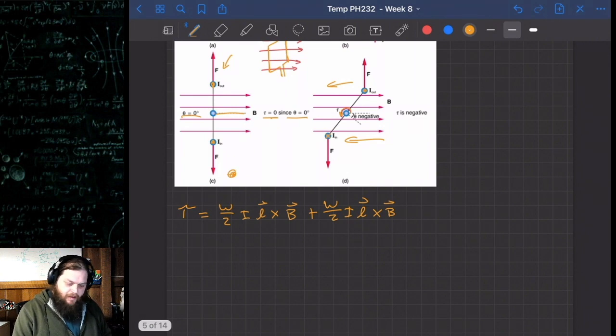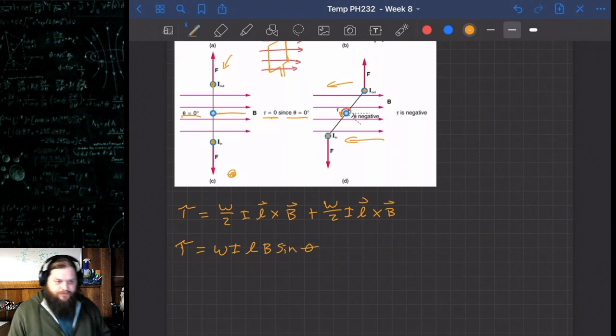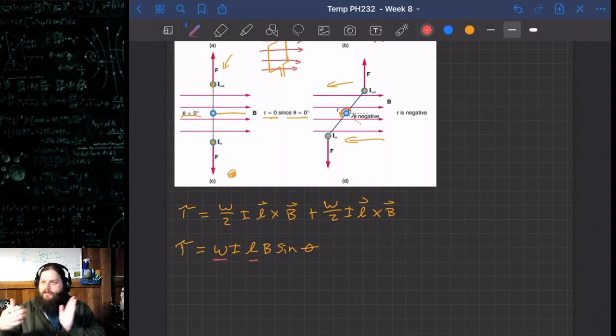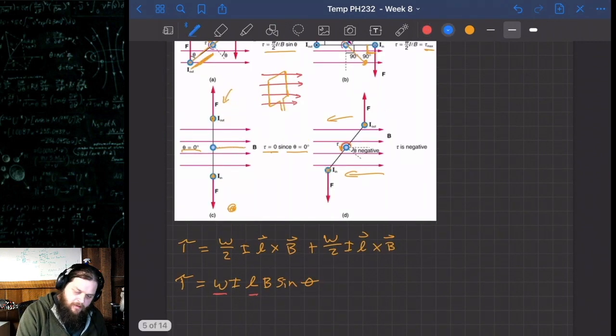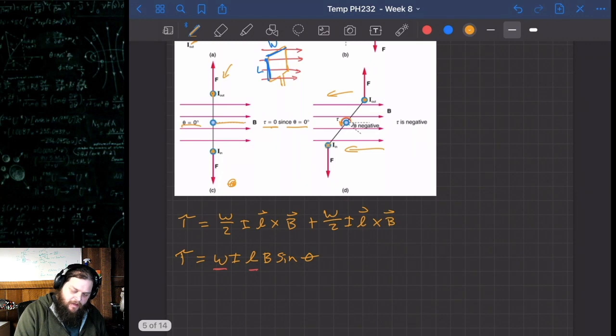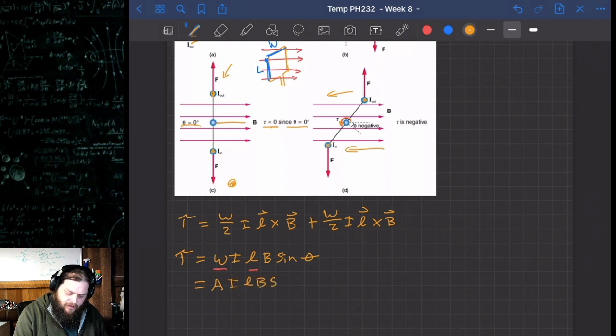And we can write the magnitude of that then being equal to WILB sine of theta. And notice W stands for width and L stands for length, so that's the width across the top of this up here, and the length is down here. So that's width and that's length. So to find the total area, we could even define it as the area of this kind of rectangular wire structure. We can say this is area times ILB sine of theta.